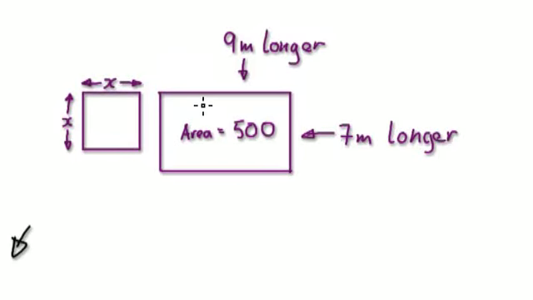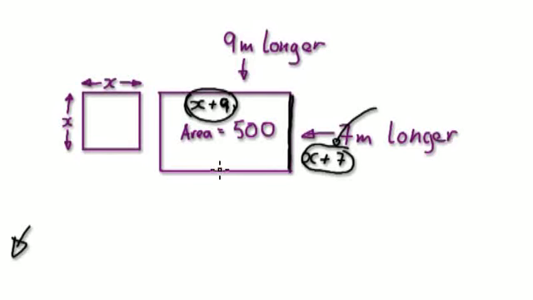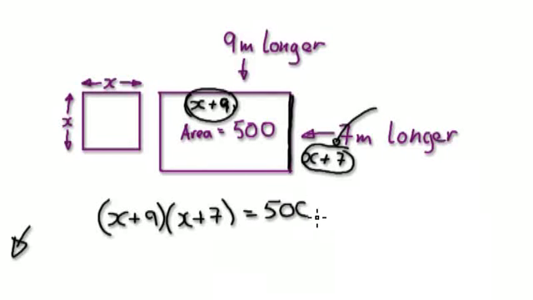Okay, so this length here is really x plus 9, and it has to exist in brackets because you've got to work out this length first, and then times it by this length here. Well, this length here is x plus 7, and this exists in a bubble because you've got to work out this bubble first. So the area, let's put it into an equation. It's (x plus 9)(x plus 7), and when you multiply the two together, it will give you 500.